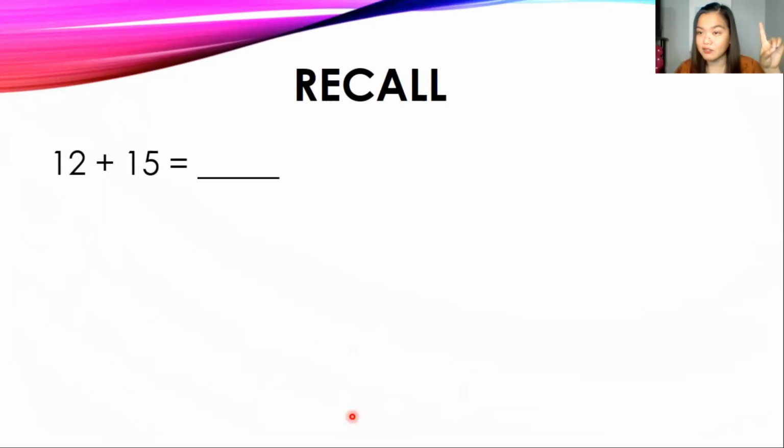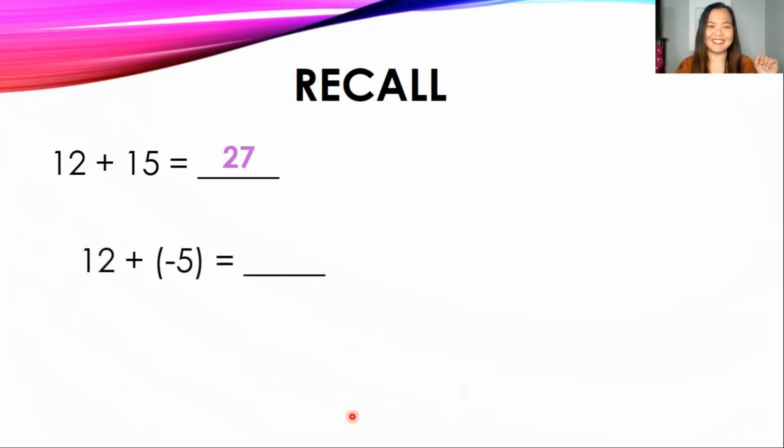Before that, let's have a recall on the operations on integers. 12 plus 15. Ana? Correct. It's 27. Okay, how about 12 plus negative 5? Correct again. It's positive 7. They are having unlike signs. This one, subtraction. Take note of the keep, change, add rule. So, negative 4 minus 1, you have?